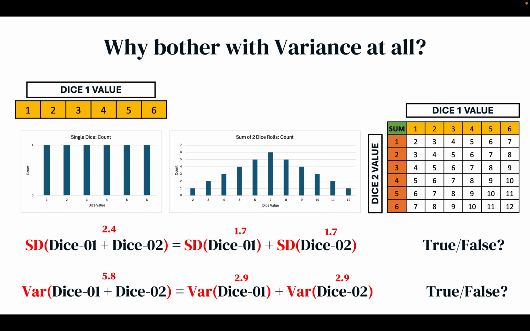So I've got this setup right here where I'm looking at a single dice and its distribution, right? So this is a uniform distribution. These are the dice values. They all appear once. So we could say this is a uniform distribution.